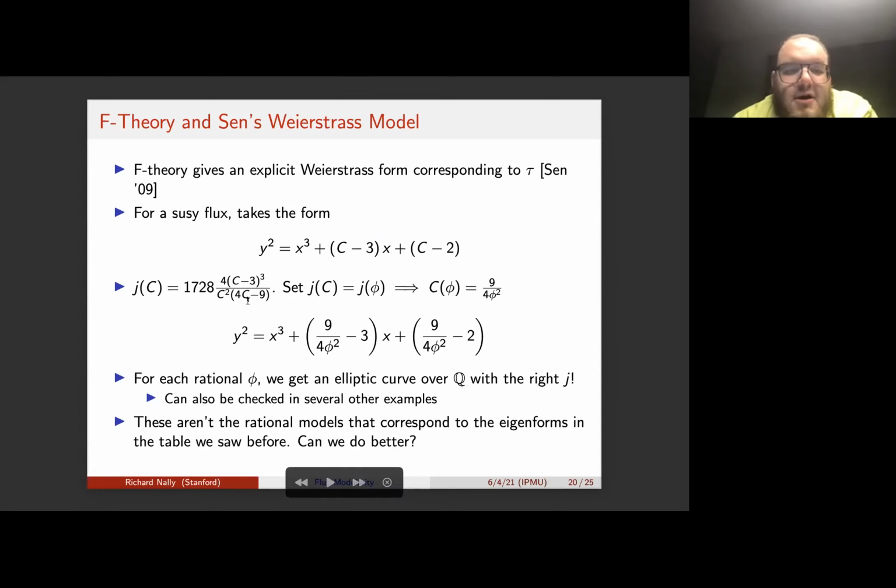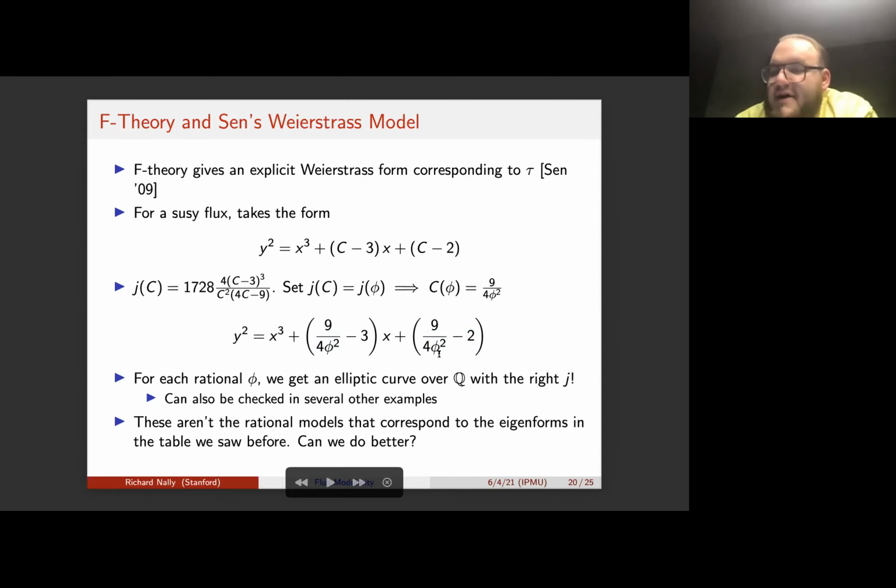And so I've only talked about the example of the threefold in 11222, but at this point, everything I've said can be checked in several other examples. And so you might think we're done. For each rational phi, we have a rational elliptic curve, and it has the right J invariant, but that's not enough. We don't just want a rational elliptic curve, we want the right rational elliptic curve. And unfortunately, these curves are not the right ones.